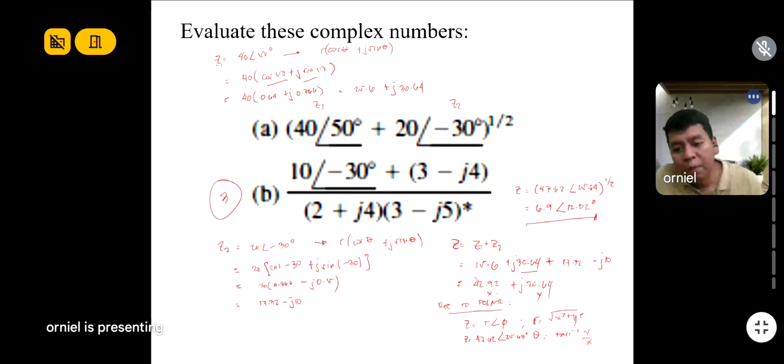Pangutana. Pangutana? Klaro na ba? Question. Question?